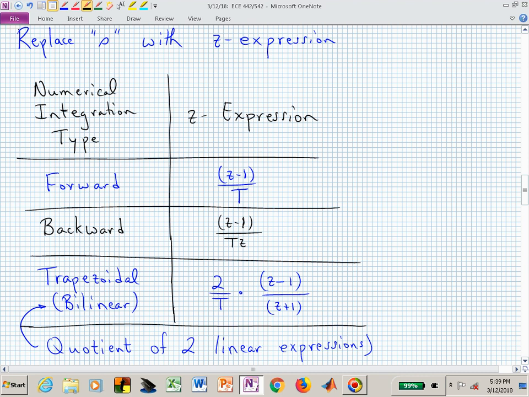Bilinear meaning it's a quotient of 2 linear expressions in Z. But those you probably will want to have on your crib sheet in some form so that you can use those given a G of S or an H of S. And these are for scenario number 1 for the numerical integration discrete equivalence.